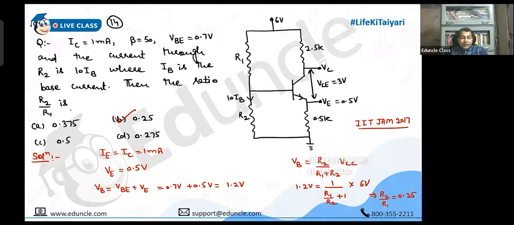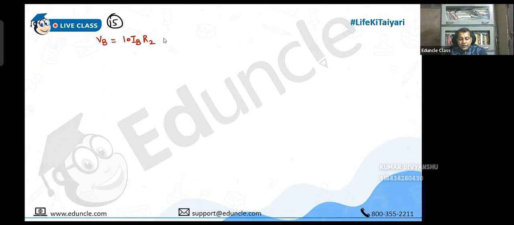But if they ask you about the actual values of R1 and R2, then you do require this information. I told you about this earlier also. Now let us see how this can help us in getting the exact values. So this is 10 IB, na? So what will be the voltage drop across R2? It will be 10 IB into R2, and that can be taken as the base voltage, because the voltage drop across R2 is the base voltage. And this is 1.2 volt.